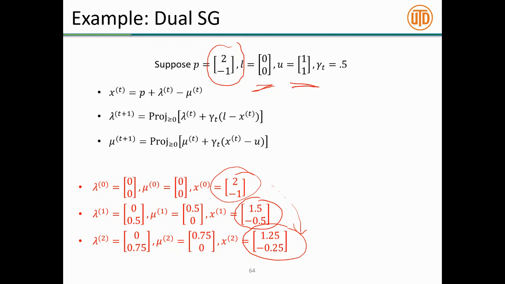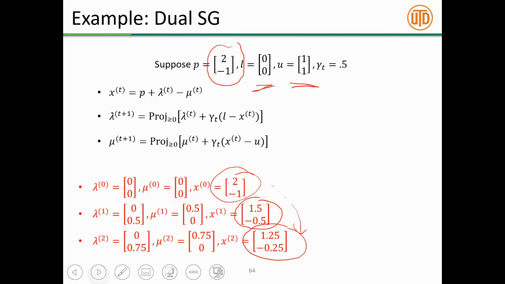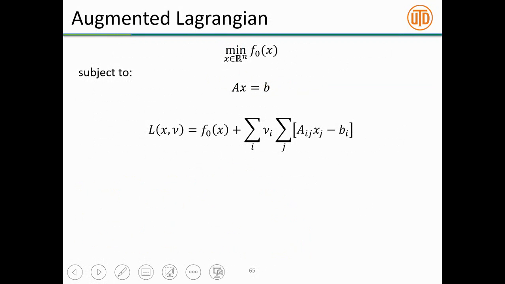An alternative to this dual subgradient method, which is actually much more popular in practice, basically because the dual subgradient method has these somewhat unfortunate behaviors, and you have to solve the optimization problem, you actually have to minimize the Lagrangian over the primal variables for fixed dual variables. An alternative approach is based on something called the augmented Lagrangian.